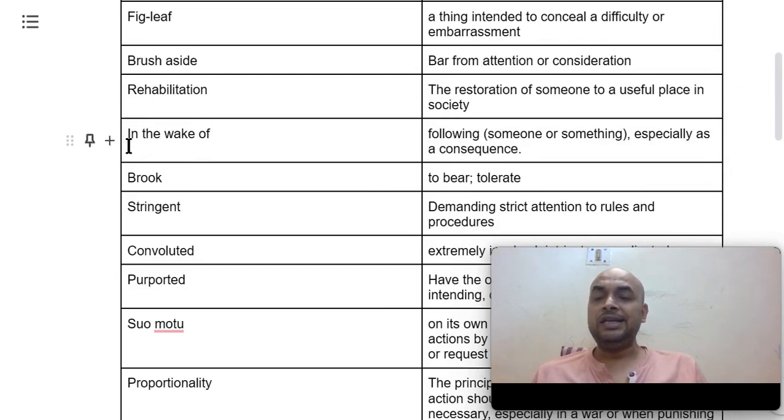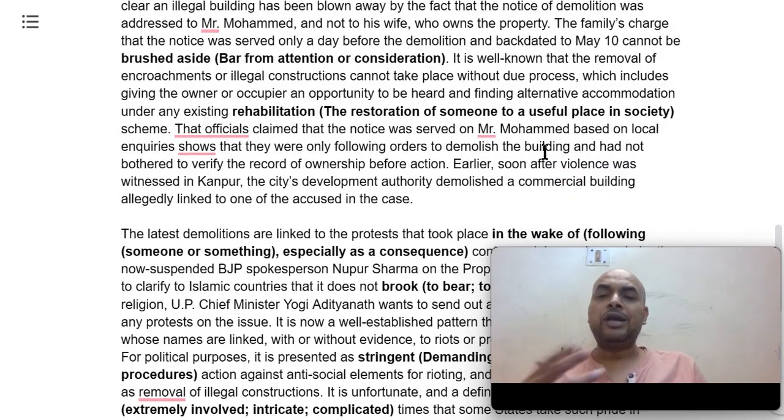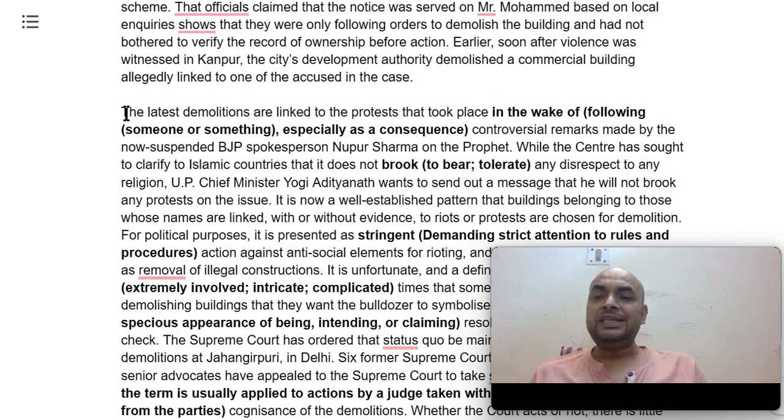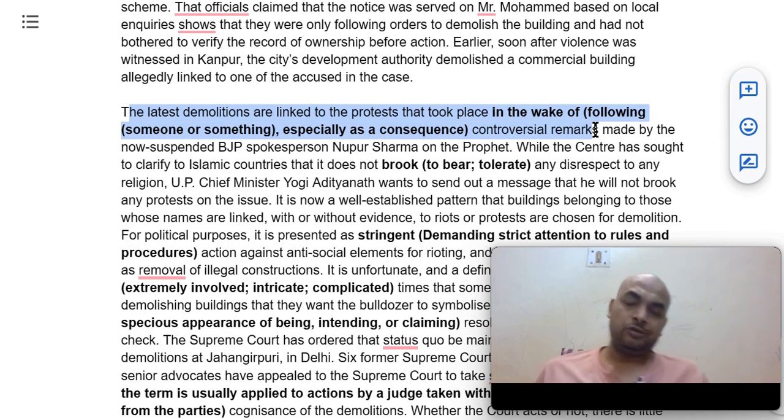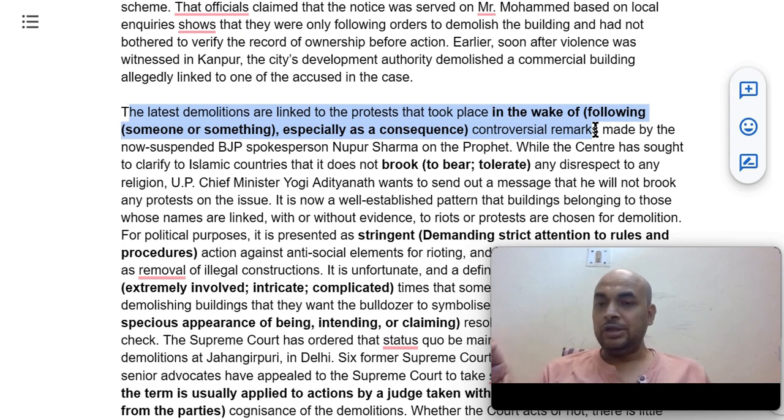And the next is an idiom, in the wake of. In the wake of means following something or someone, especially as a consequence. It can also be said, consequently. Okay, so कुछ भी follow हो रहा है consequence के रूप में, उसको कहते हैं in the wake of. आइए contextual usage देखते हैं, then you will get to know better what it means. The latest demolitions are linked to the protests that took place in the wake of controversial remarks. So that means first of all, controversial remarks were made. Okay, and following controversial remarks, what happened? Demolitions took place.